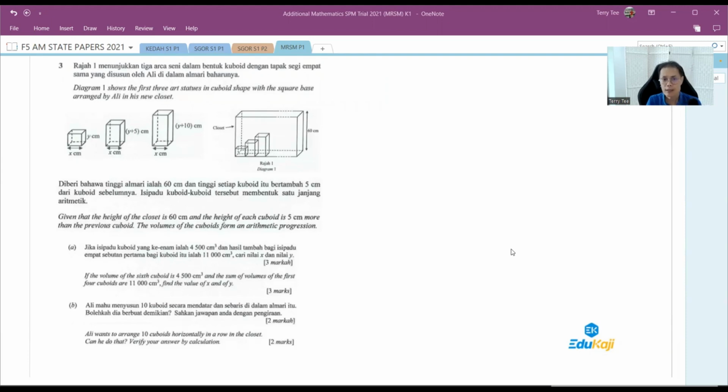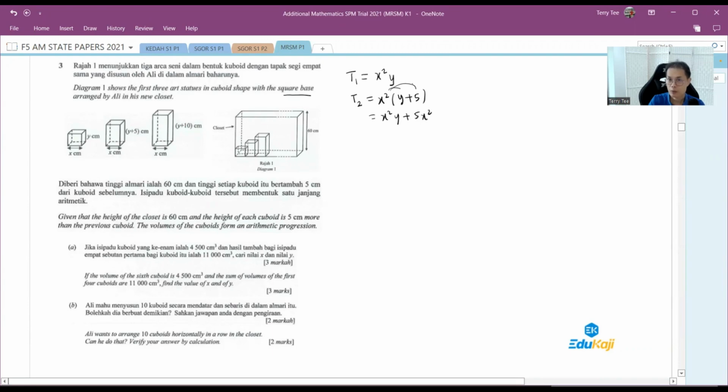First of all, we can see that the volumes of the cuboids form an arithmetic progression, as stated here. So we list out the volume of the first one. Volume is length times breadth times height. Since the question says it has a square base, we can use x times x, which is x squared. Your height is y, so the answer is x squared y. Your second one will be x squared, however your height is now y plus 5. When you expand this, you should get x squared y plus 5x squared. Just expand one by one.